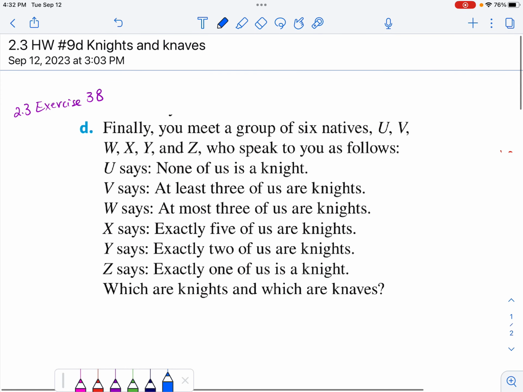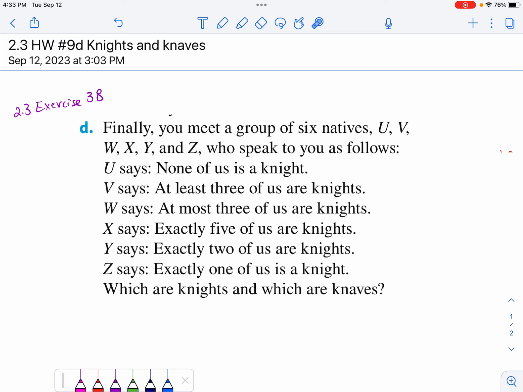All right, this is problem number 9 from homework 2.3 in web design. It is actually number 38 from the book's exercise in section 2.3. So here we have 6 natives, U, V, W, X, Y, Z, and we need to identify whether each one is a knight or a knave. A knight tells the truth and a knave tells a lie.